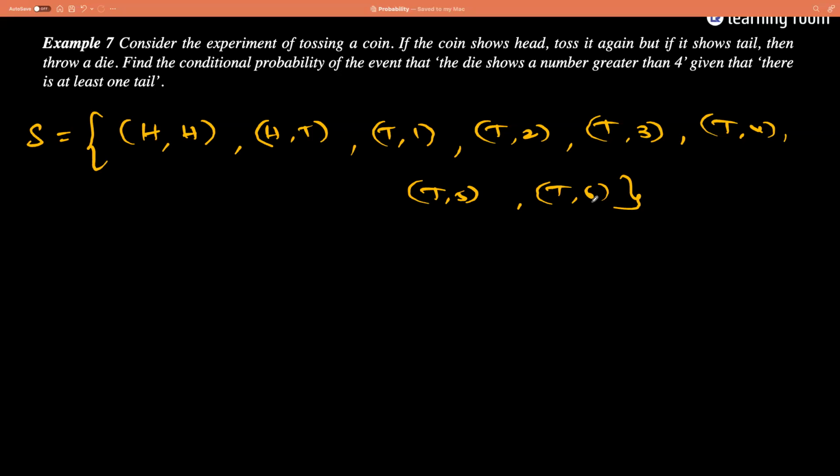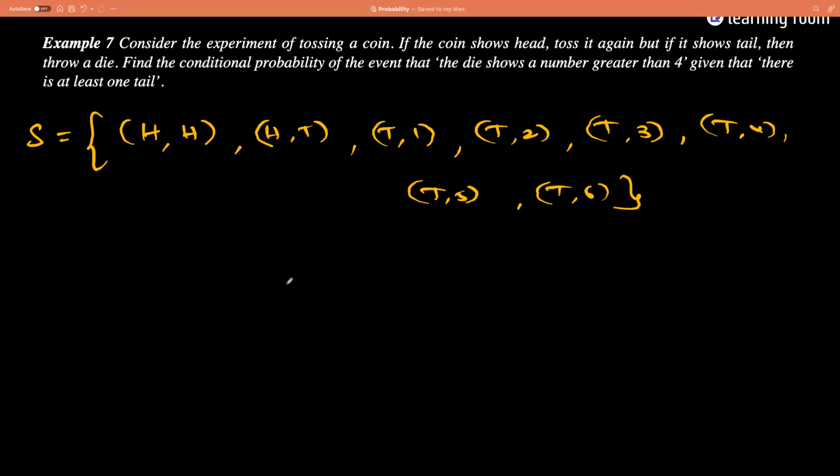Sir, suppose first we toss a coin and we get a head, and we again toss the coin and get a tail. So do we have to toss the die again? No. That's it. If you get a head, then toss it again and leave. Okay, sir. Understood.